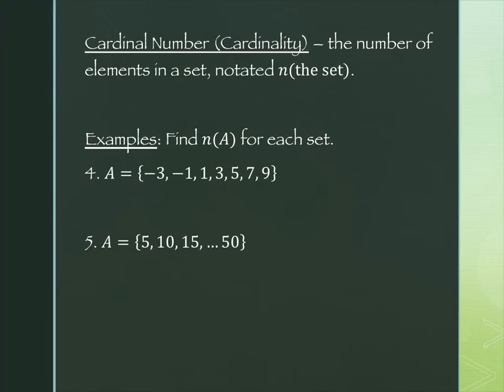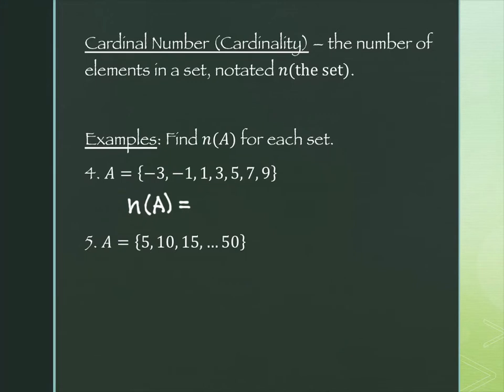Usually our set names are capital letters. They wouldn't have to be. They could be a word or something like that too. But this is an example of ones where we do have them. The set's name is A. Okay. So if I'm finding the cardinality, or I'm finding N of A, all I'm asking you to do is find how many items are in the set. That's what cardinality means. It means count them up.